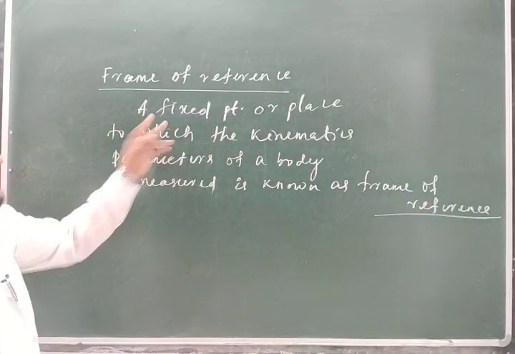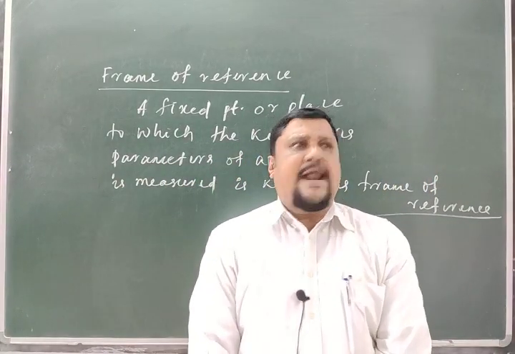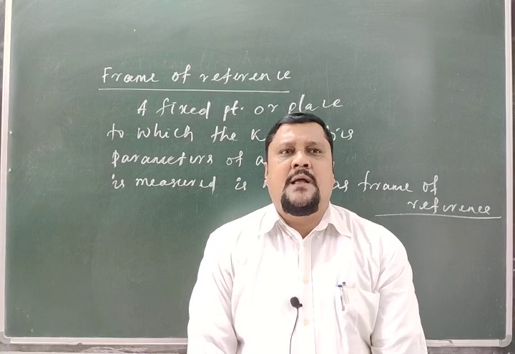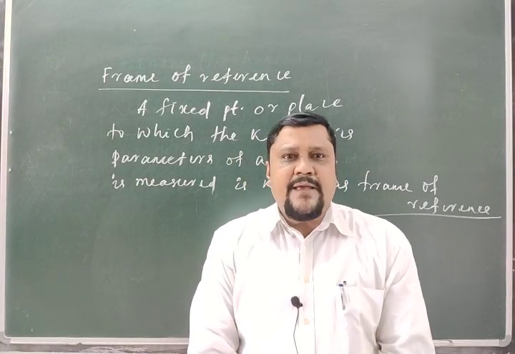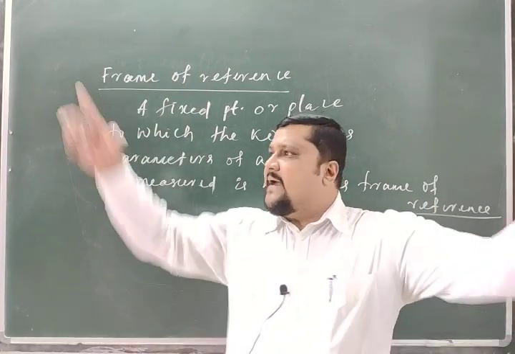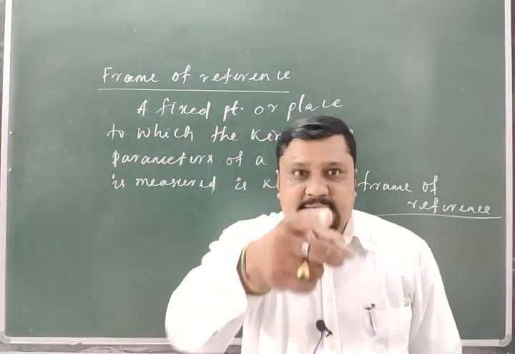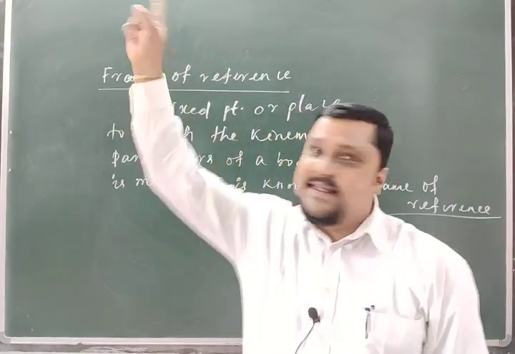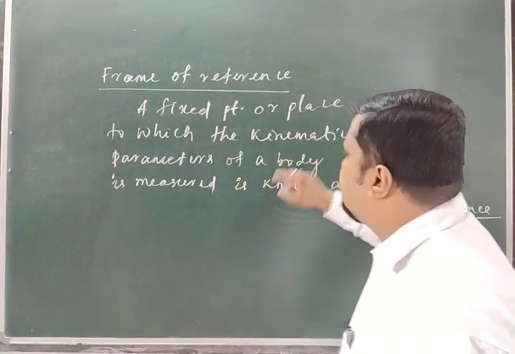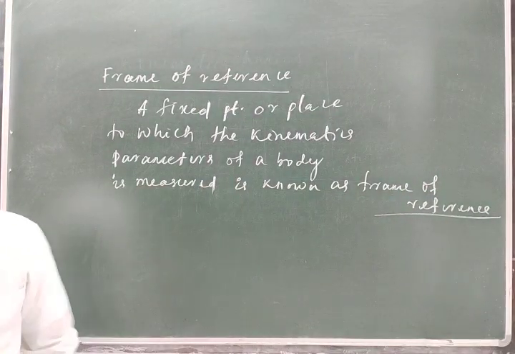Clear? So that is the fixed point or a place. I am fixed and I am observing everything. When the fan is at rest, this building is at rest. So for me, I am a frame of reference. If I go to another planet and observe the Earth from that planet, I will find that this is not at rest, this is in motion. So there I am again another frame of reference. So the fixed point or place to which the kinematics parameters of a body are measured is known as a frame of reference.